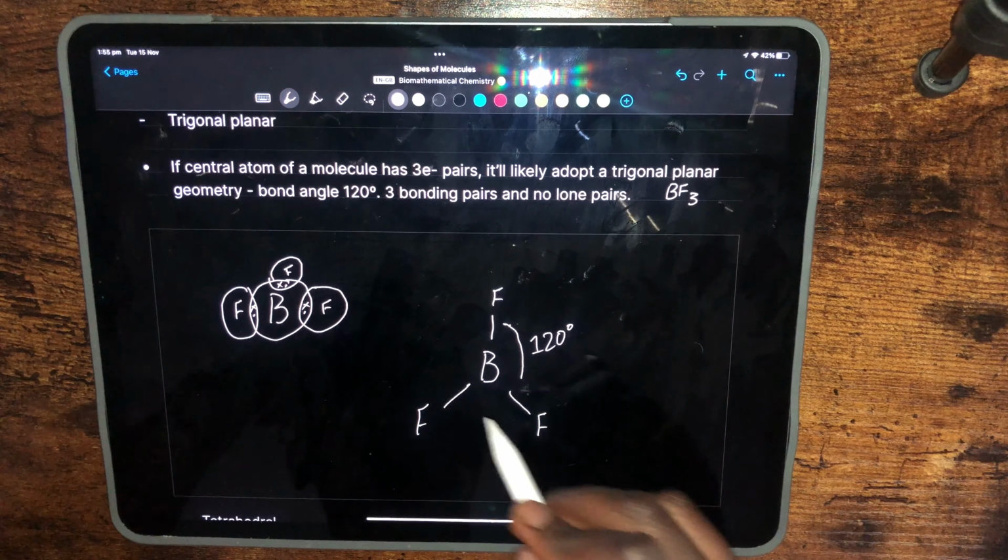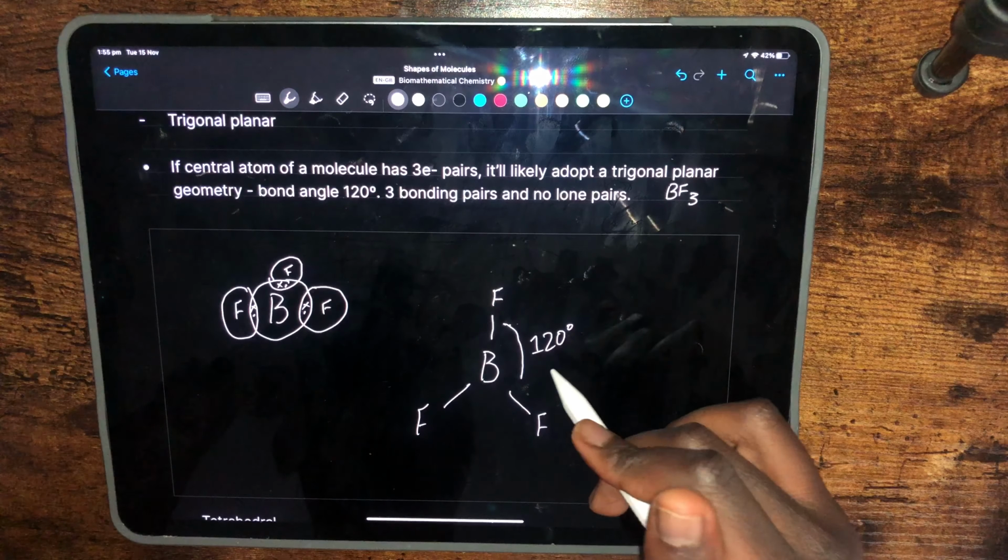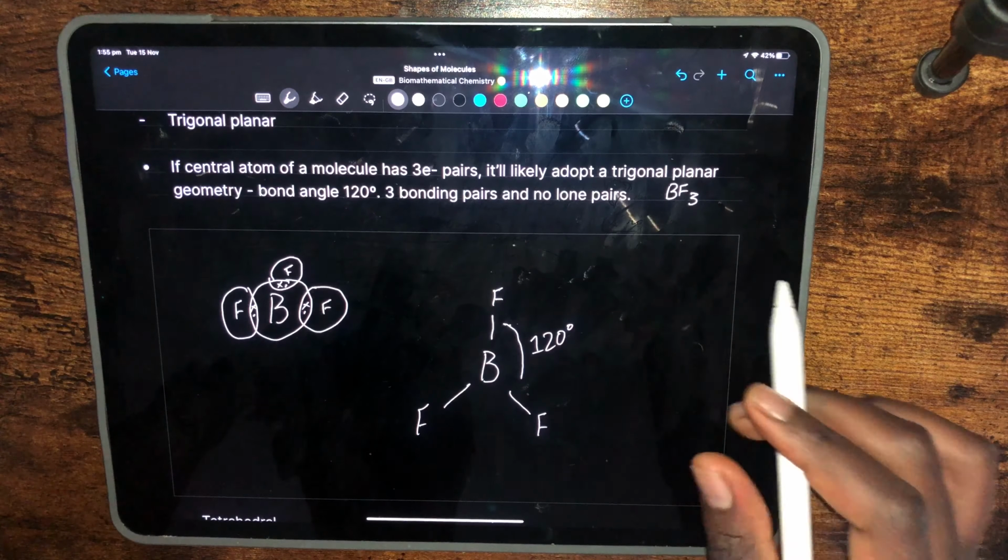Sorry, I can't speak today. If they're all within the same plane, and it's 360 degrees, and there's 3 of them, that's split by 3. 360 divided by 3 is 120 degrees. And that's why we know it's 120 degrees. The next example doesn't follow this principle.